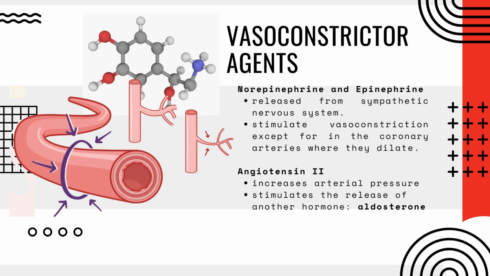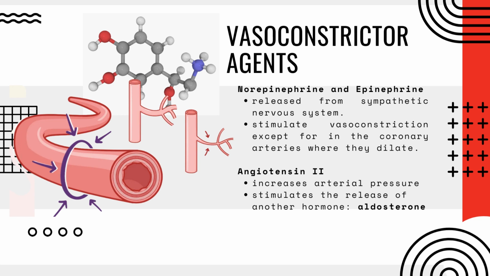For the vasoconstrictor agents, we have norepinephrine and epinephrine. Our vasoconstrictor agents, norepinephrine and epinephrine, are released from our sympathetic nervous system and also released from the adrenal glands and circulate within the body circulation. They stimulate vasoconstriction, except for in the coronary arteries where they stimulate dilation to help increase blood flow to the heart. The next vasoconstrictor agent is the angiotensin II.